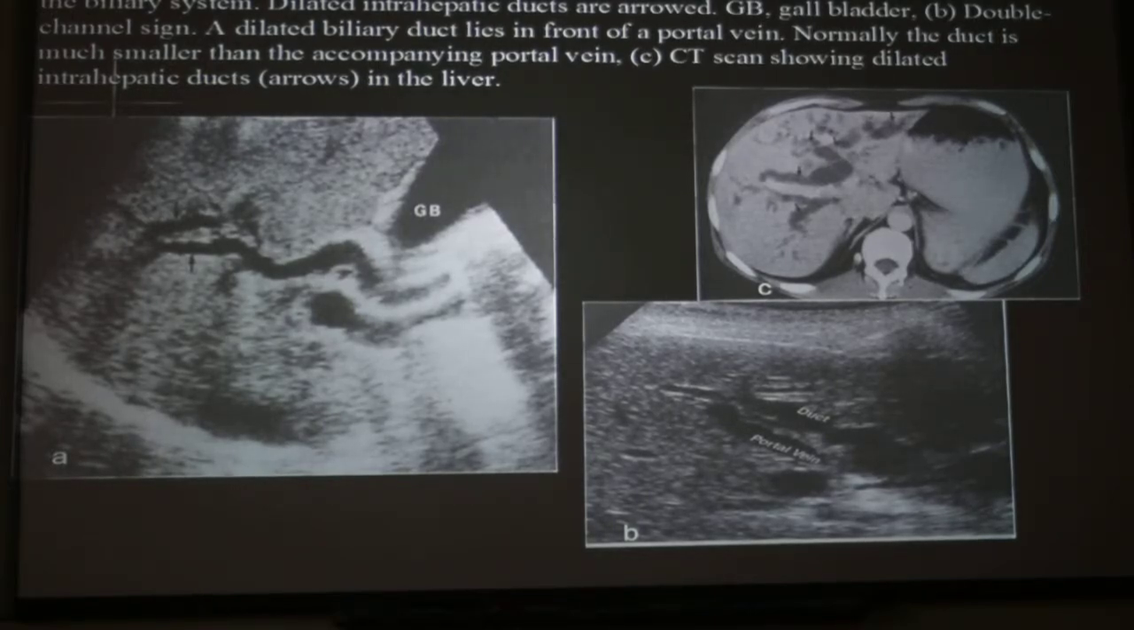Why is double here in the ultrasound? Why is what? The other one. This is the duct, this is the portal vein. So this is the double duct sign. Okay? But on CT, it would appear something like this.